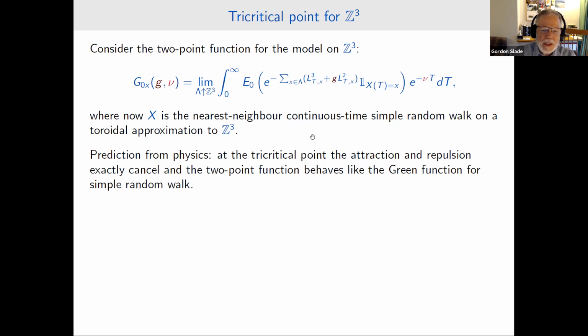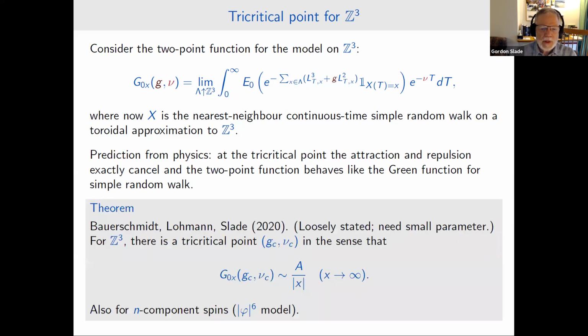And as I mentioned at the beginning, the prediction is that at the tricritical point, the attraction and the repulsion exactly cancel, and the two-point function behaves like the Green function for simple random walk, which is just the inverse Laplacian. And here's a theorem whose proof I'm not going to be discussing here, but it's a recent theorem with Roland Bauerschmidt and Martin Lohmann, who was a postdoc at UBC at the time.